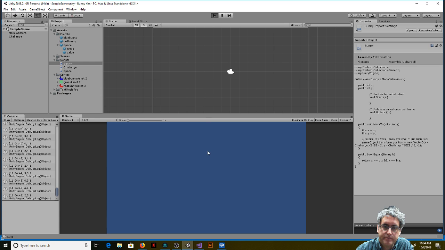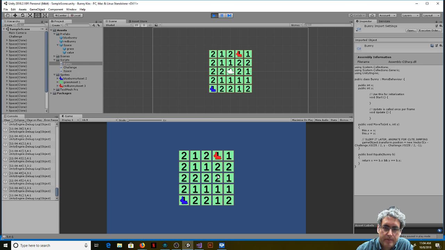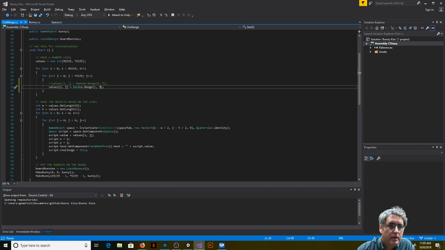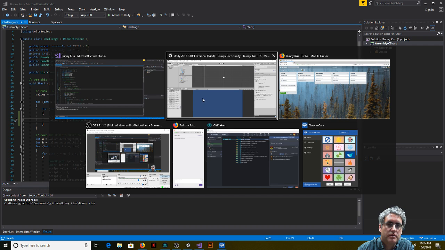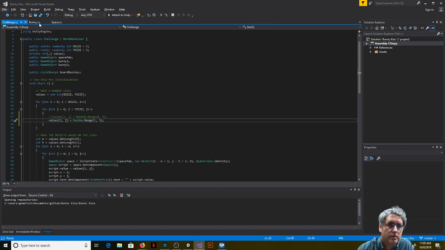Well, should be able to move it there. 1, 2, right? Yoink. But once it moves, the other one can't move because, yeah, well, let's go fix that problem. Maybe it'll fix other problems that we see as we code.